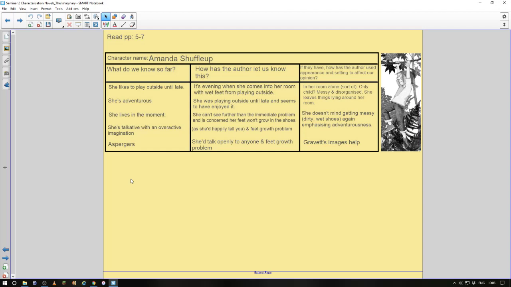So it could be she's lonely. It could be she's a child of a single parent. It could be she has an overactive imagination. It could be that she has Asperger's. It could be that she's got ADHD. There could be lots of things that you can think of that are going to make us have to work out a little bit more about what she's like. It could be something as simple as she's shy, or she's quiet.